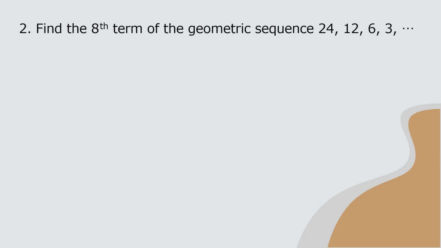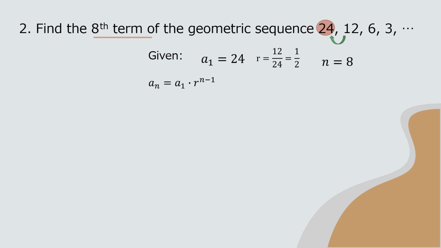So the next example, find the eighth term of the geometric sequence 24, 12, 6, 3. Given, a sub 1 is equal to 24. R is equal to 12 divided by 24 is equal to 1/2. And the 8th term, so n is equal to 8. So since we're looking for the nth term of a geometric sequence, we will use the formula a sub n is equal to a sub 1 times r raised to n minus 1.